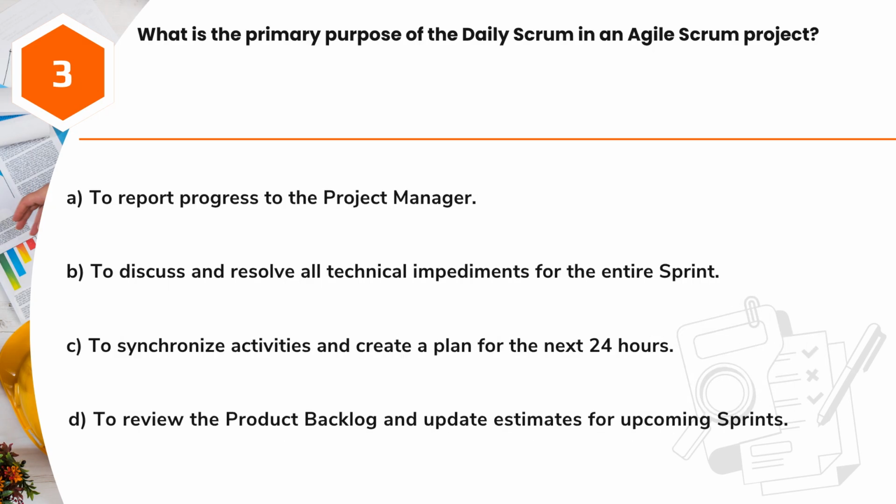Question 3. What is the primary purpose of the Daily Scrum in an Agile Scrum project? A. To report progress to the project manager. B. To discuss and resolve all technical impediments for the entire sprint. C. To synchronize activities and create a plan for the next 24 hours. D. To review the product backlog and update estimates for upcoming sprints.